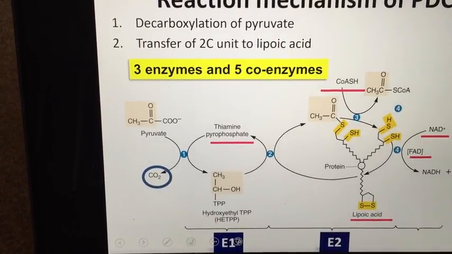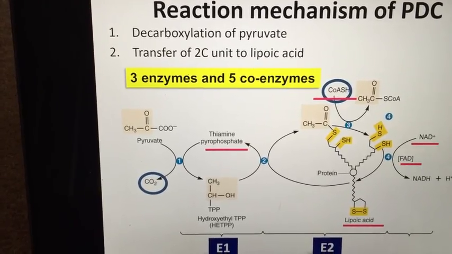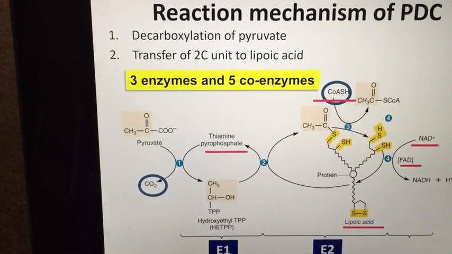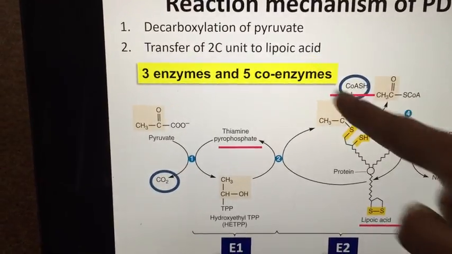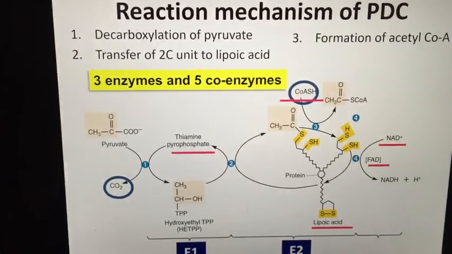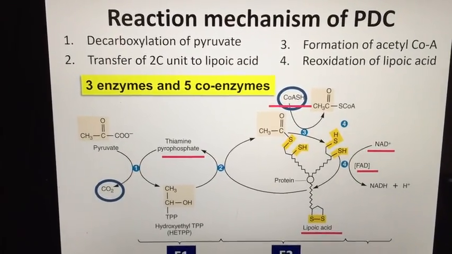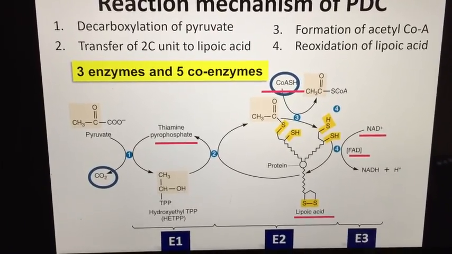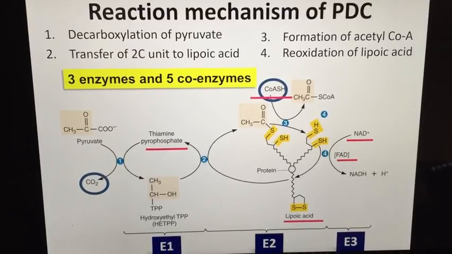And this reaction is catalyzed by enzyme 2. Then the 2-carbon unit is transferred to coenzyme A to form acetyl-CoA. This is happening over here. So acetyl-CoA is then formed. The last step, which is catalyzed by enzyme 3, is the reoxidation of the lipoic acid.